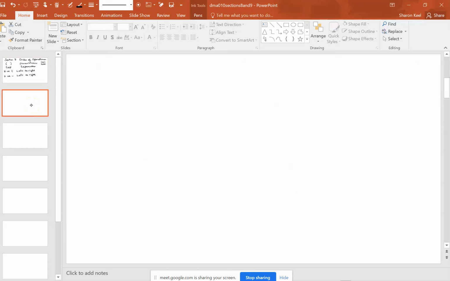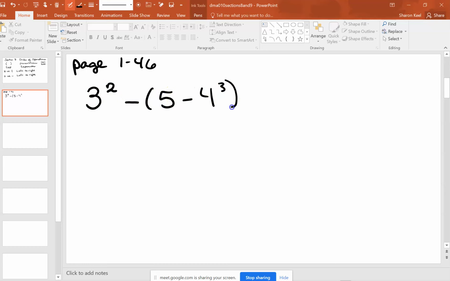If you have your workbook there with you, please take your workbook out as we are going to work with these problems together. We're going to start with some simple ones, and then we'll move into some more complicated ones. Let's start by looking at page 1-46. On page 1-46, we have a series of problems that we can work with order of operations. Let's look at this first one: 3 squared minus (5 minus 4 cubed).